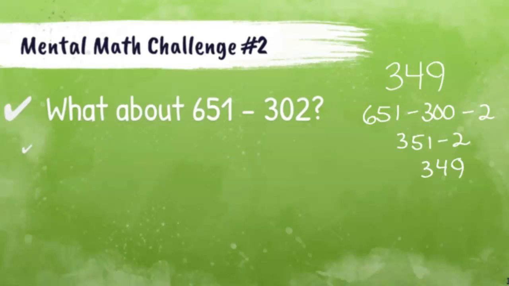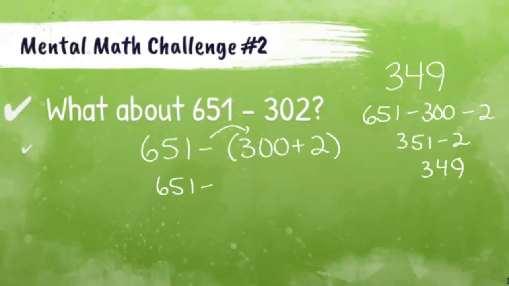Again, let's look at this and how it might connect to the distributive property. So I could think of this as 651 minus the quantity 300 plus 2, because 302 is 300 plus 2. And notice when I solved that, I did 651 minus 300 and then minus 2. Notice that that minus sign is getting distributed to each part in the parentheses.